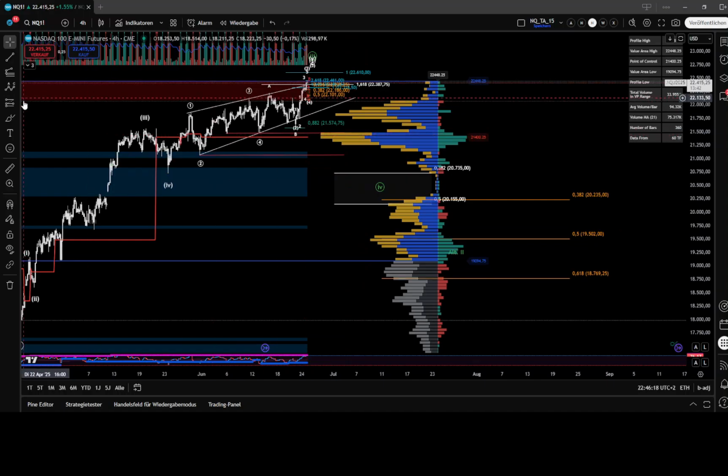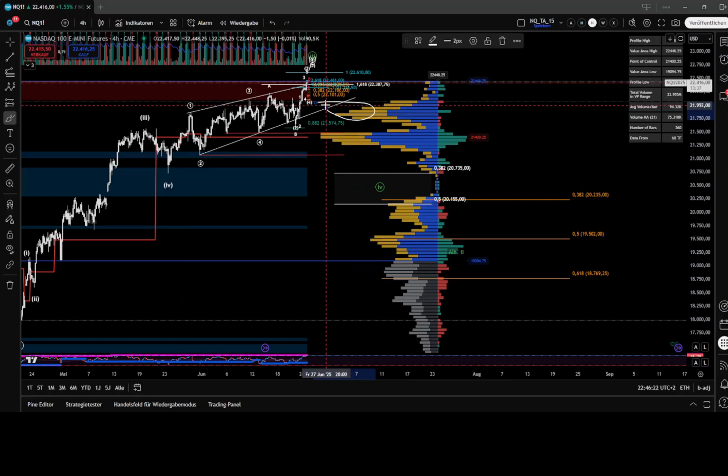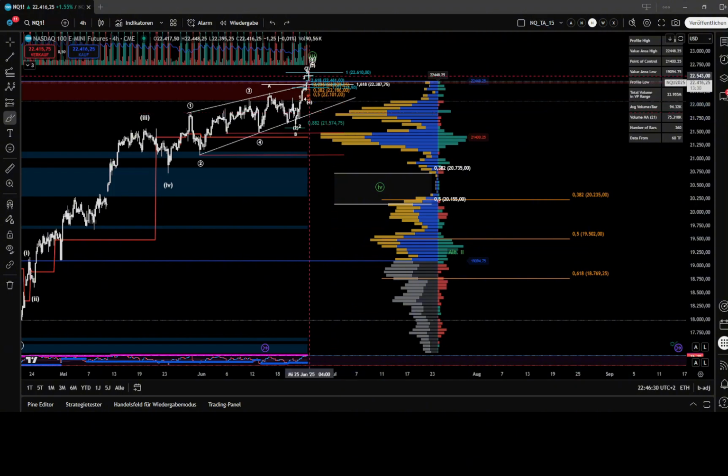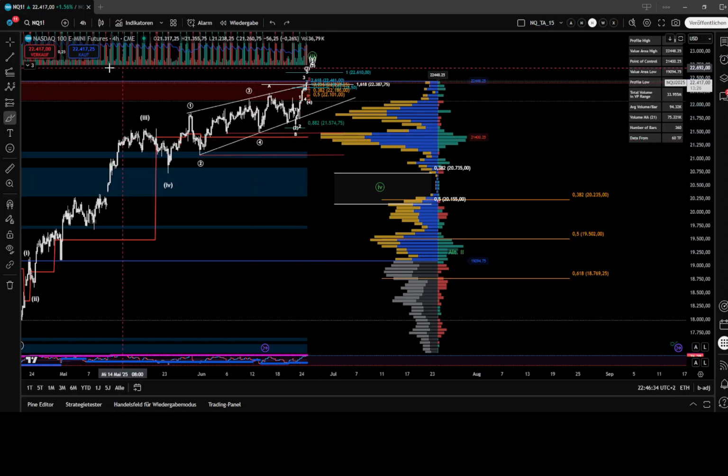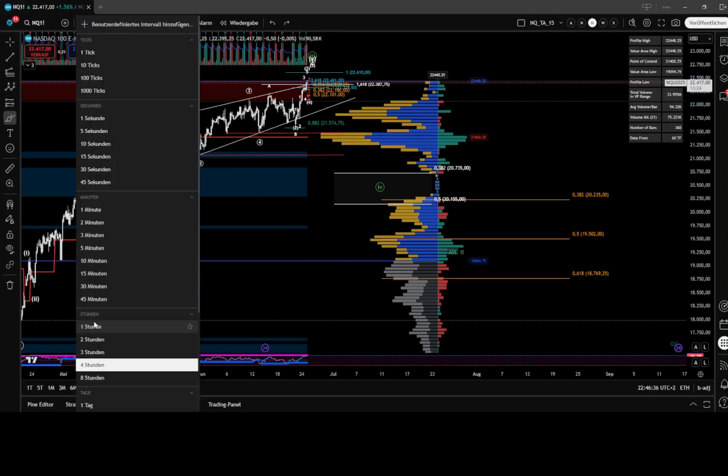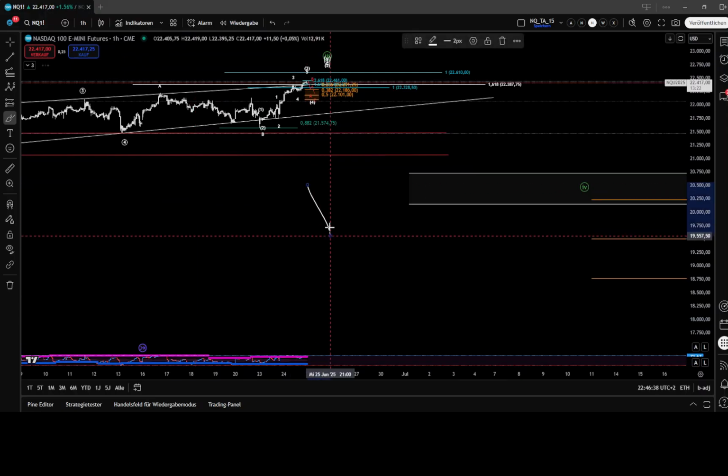21,400. We have support at the moment in this area, which is defined between 22,089 down to 21,858. That could be support to the downside. Let's see how this plays out. But at the moment, I think the roadmap is relatively clear.